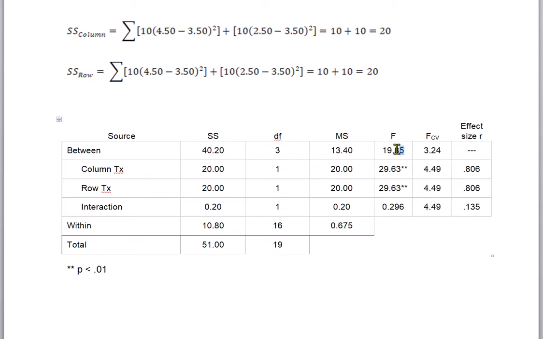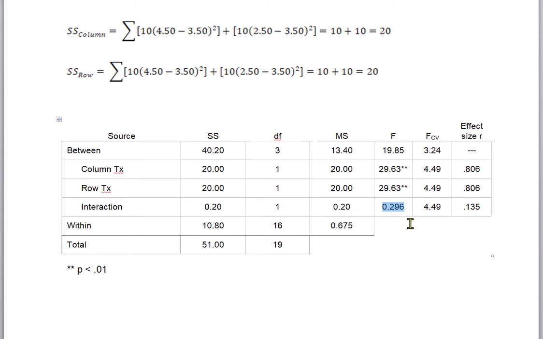The omnibus F, or overall F test, is significant. The column treatment is significant. We call that a main effect, where main effect is a statistical term that's used to describe a single independent variable inside of a larger factorial ANOVA design. So the main effect for columns is significant. The main effect for rows is also significant. But the interaction of columns and rows is not.